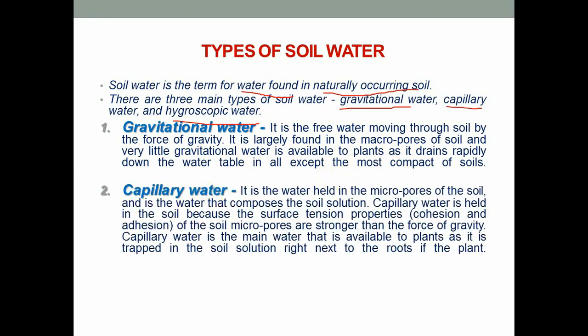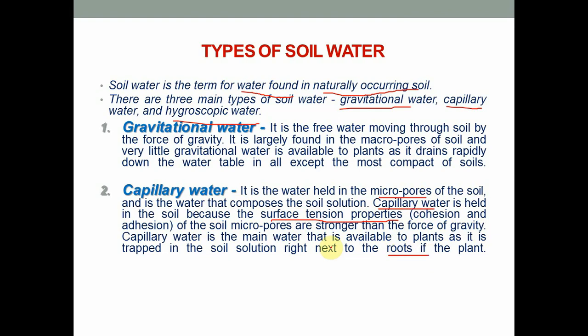Next is the capillary water. It is the water held in the micropores of the soil, and is the water that composes the soil solution. Capillary water is held in the soil because the surface tension properties, that is cohesion and adhesion of the soil, are stronger than the forces of gravity. Capillary water is the main water that is available to plants, as it is trapped in the soil solution right next to the roots of the plant.